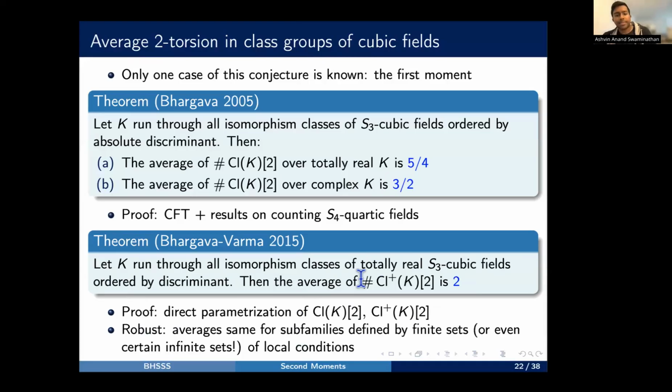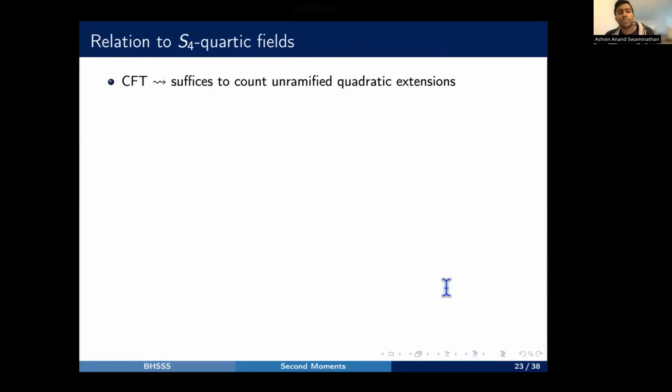And the nice thing about these theorems is that the averages are stable under the imposition of finite sets or even quite general infinite sets of local conditions on your cubic fields. You still just get the same average. They're quite robust. Okay. Let me tell you a bit about how to prove these theorems.